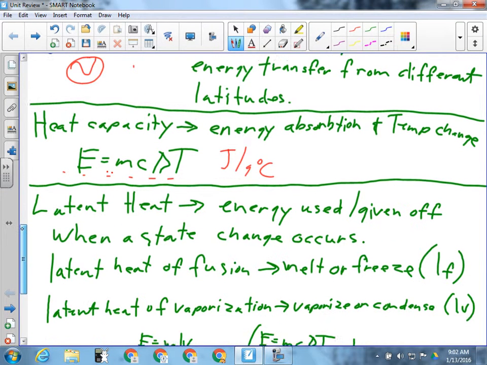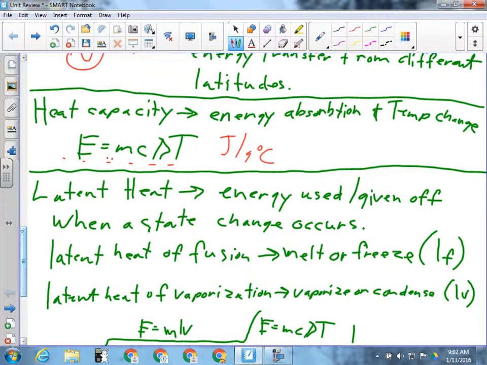Okay, and then latent heat, we talked about what it is, and we've said several times it's really a big deal in terms of moving heat energy, thermal energy from the equator to more northerly parts of the world. It's the energy that's used or given off when a state change occurs. If I want to melt ice, I've got to put energy in, but when water freezes, energy is given off, and the same thing goes when water evaporates, energy is used, but when steam condenses back to water, energy is given off. That's latent heat.